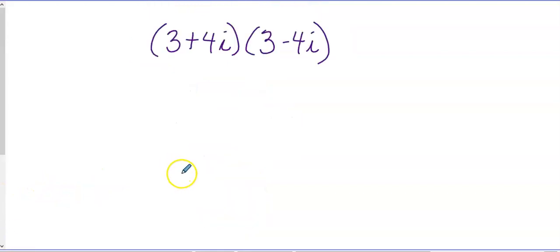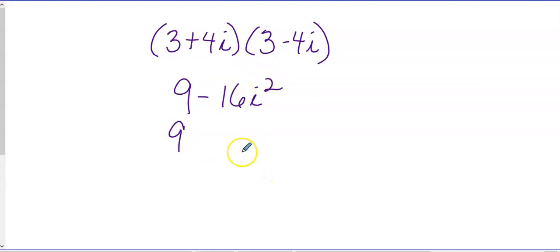So you might have figured this out already. This is kind of like difference of two squares. We don't need to do the middle term. We don't need to do the outside terms or the inside terms. We just need to do the first and the last. 3 times 3 is 9. 4i times negative 4i is minus 16i squared. That's the same as 9 plus 16 because this would be minus 16 times negative 1, so that's plus positive 16, so that's 25.